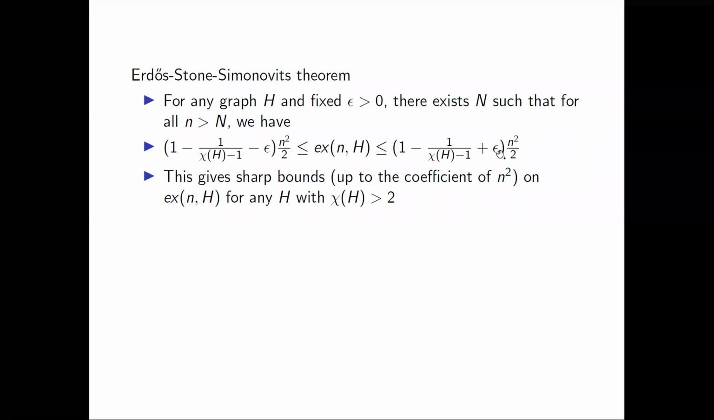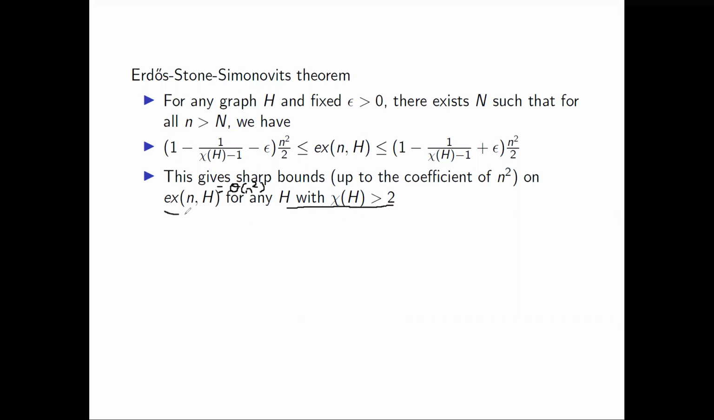So like I said before, this gives us very sharp bounds up to the coefficient of the n squared. So we know what the coefficient of the n squared is in these bounds for EX(n,H) whenever the chromatic number of H is greater than 2. So we know EX(n,H) for all of these H is theta of n squared, as long as the chromatic number of H is greater than 2.